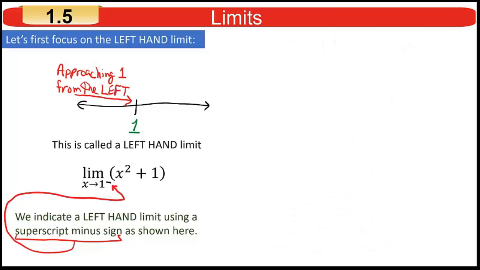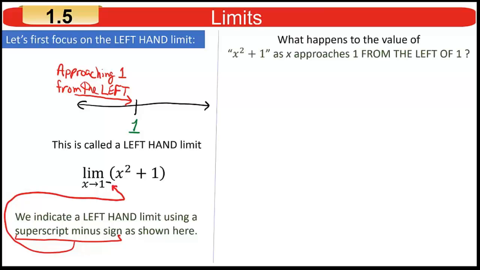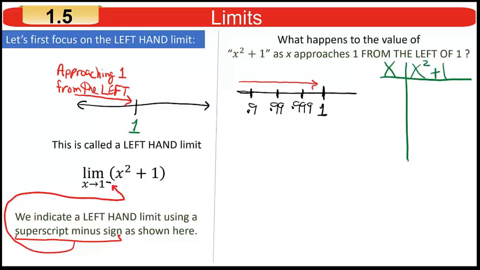Let's take them one at a time. First, let's focus on the left-hand limit. What happens to the value, in this case x squared plus 1, as x approaches 1 coming from the left of 1? On a number line, you can sort of visualize this, and so I just started close to 1 at 0.9, and I kept getting closer and closer by adding a 9. So we start out at 0.9, then we get a little bit closer by going to 0.99, and a little bit closer by getting to 0.999, and we could keep adding 9s, and we would get closer and closer and closer to 1 without ever actually reaching 1. That's the idea of approaching 1. Let's actually table that and calculate some values.